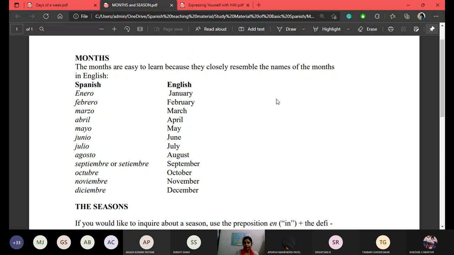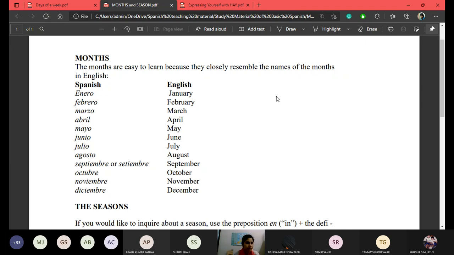Can you tell me the gender? Can you tell me what you will use here? Masculine. Yeah, again, all of them are masculine. Okay, el enero, el febrero, el marzo, el abril, el mayo, el junio, el julio, el agosto, el septiembre, or setiembre. It's all about pronunciation, they eat the P sometimes. So some places they call it septiembre, some places setiembre. Okay, octubre, noviembre, diciembre. So you will use the article el.